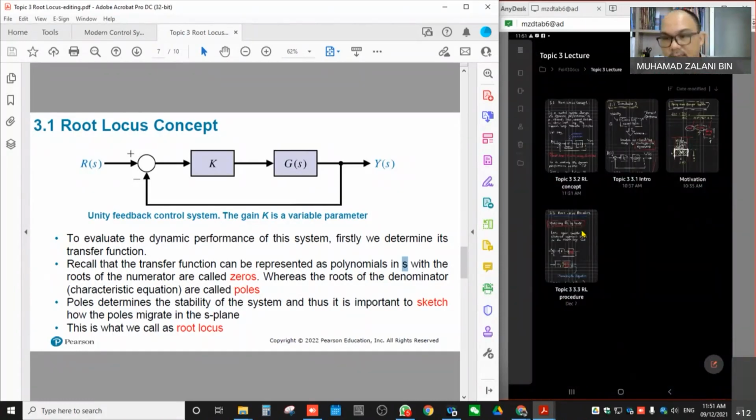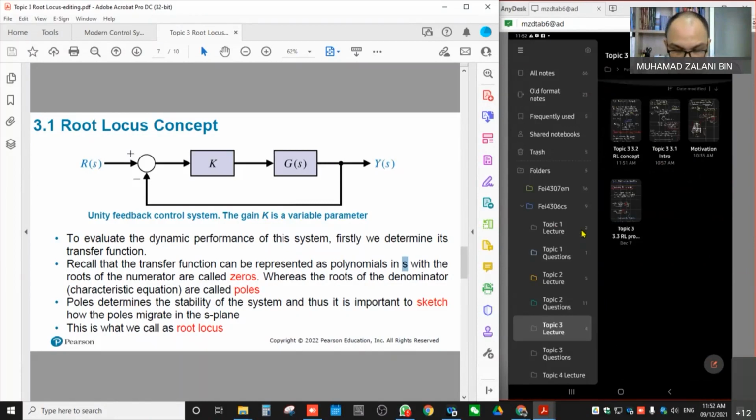I have just finished discussing about some motivation in our earlier meeting today, and then after that I have moved to the introduction. Okay, and then I've just finished just now 3.2, which was related to concept of root locus. So moving on, next week, hopefully I can finish some other notes and also lecture slides so that I can share with you. So for this one, I will share later, just after this.